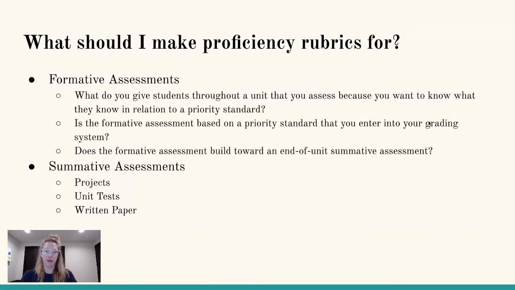What should you be making them for? I would say any formative or summative assessment that you do. If you don't have any proficiency rubrics yet, you could start by doing your summative assessments. I think those are probably the most important place to start. But your formative assessments, anything that you give students that you enter into the grade book, anything that's based on a specific priority standard that you have, anything that builds to that end of unit summative assessment. Those would all be places that I would suggest making proficiency rubrics for.